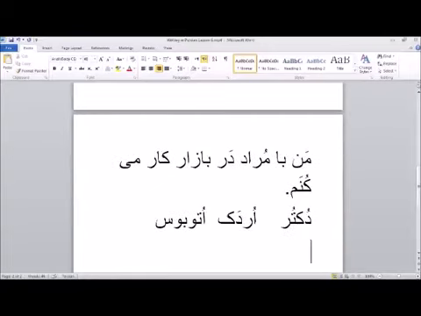Then we have dorosht. Dorosht means big, like for example the tokhm morgh dorosht, which means big eggs.